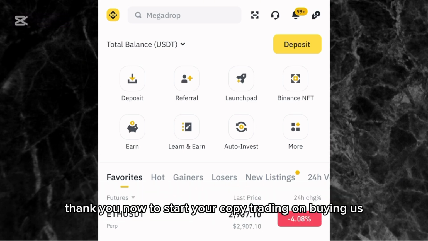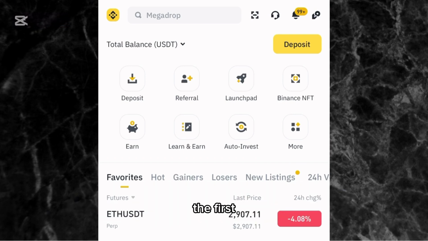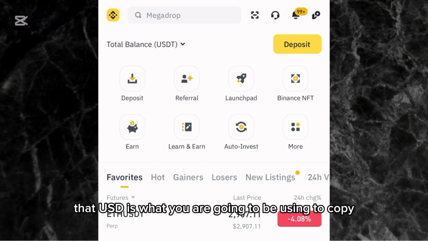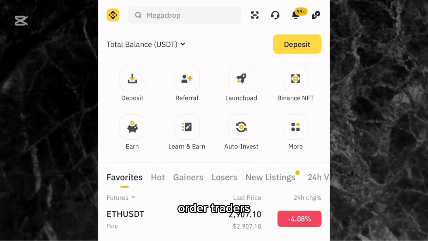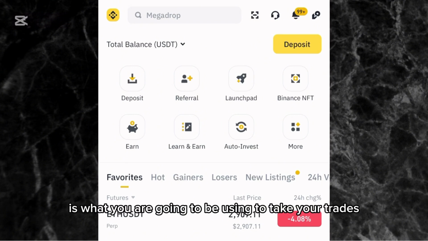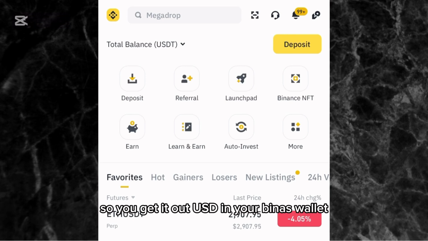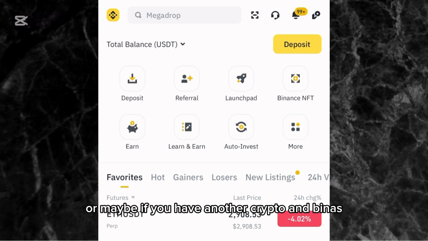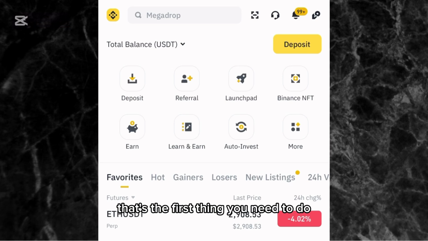Thank you. Now, to start your copy trading on Binance, the first thing you need to do is to make sure that you have USDT in your spot wallet. That USDT is what you're going to be using to copy other traders, is what you're going to be using to take your trades. I hope you understand. So in case you don't have USDT in your Binance wallet, all you have to do is just go to another crypto exchange app that you're using where you have USDT and transfer crypto from there to Binance. Or maybe if you have another crypto on Binance, just convert that crypto to USDT and make sure that it is in your spot wallet. That's the first thing you need to do.